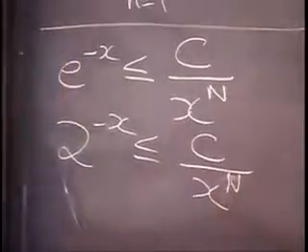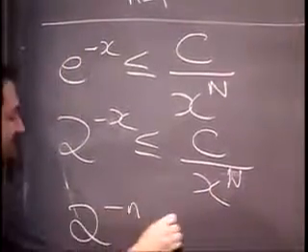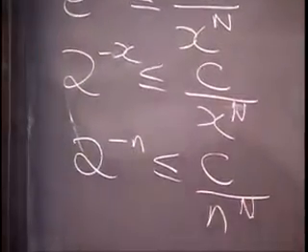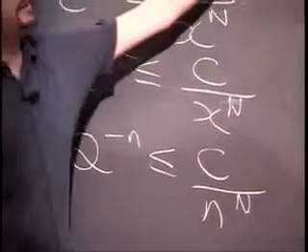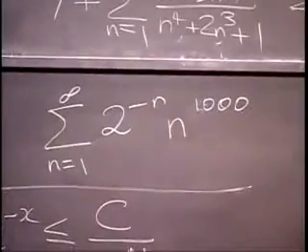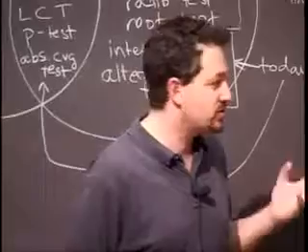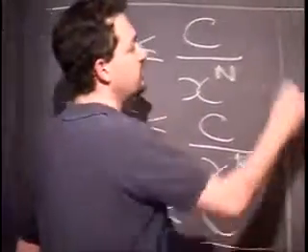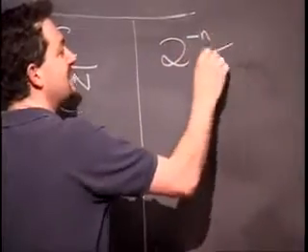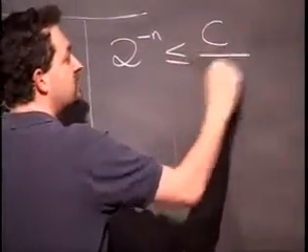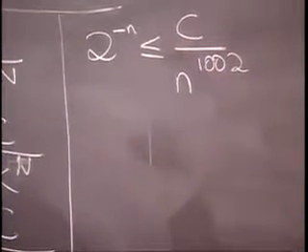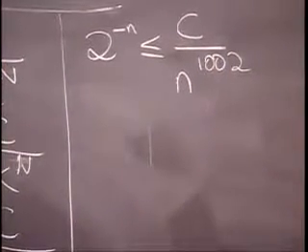So the version that we need is 2 to the minus n is less than c over n to any power you like. Now, if I pick a power that's more than 1,000 by at least 2, it's the same trick we did before. What I actually need for this problem is that 2 to the minus n is less than a constant over n to the 1,002. Or I could pick any bigger number. Anything bigger than 1,001 will work.